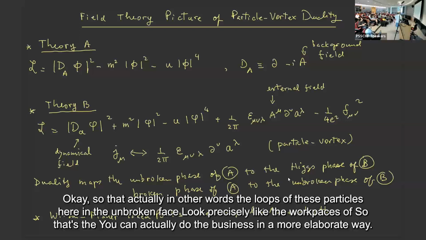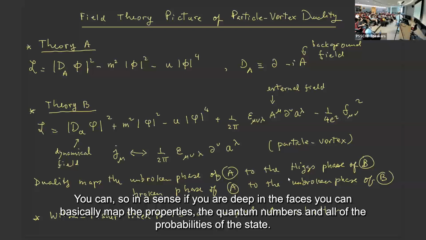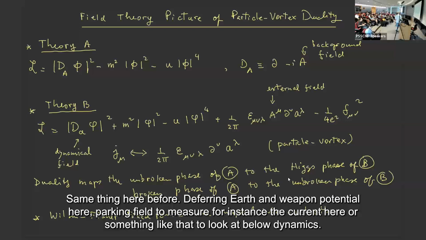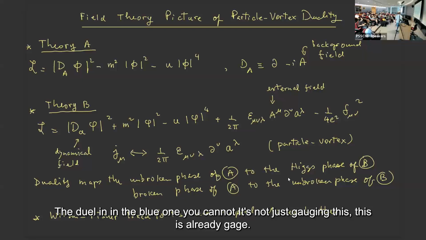In a sense, if you are deep in the phases, you can basically map the properties, the quantum numbers, and all of the properties of the state. But in a sense, the duality again takes you from the broken phase of one theory to the unbroken phase of the other, from weak to strong. Again, it's the same thing as before. If I add a vector potential here, a background field, to measure, for instance, the current, or something like that, to look at the electrodynamics, in the dual, it's not just gauging this, this is already gauged. You cannot gauge what is gauged.